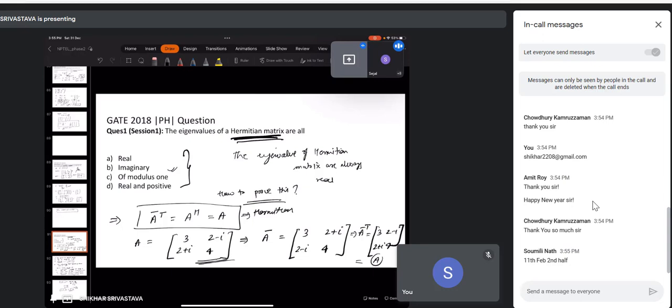Okay, the NPTEL people have asked us to inform you that there is a GATE mock test being conducted on the GATE portal every Sunday from 2 to 5 p.m. Tomorrow is Sunday, so all the people who have registered on the GATE portal can give this mock test. It takes place every Sunday from 2 to 5 p.m. Okay. Yes, sir.